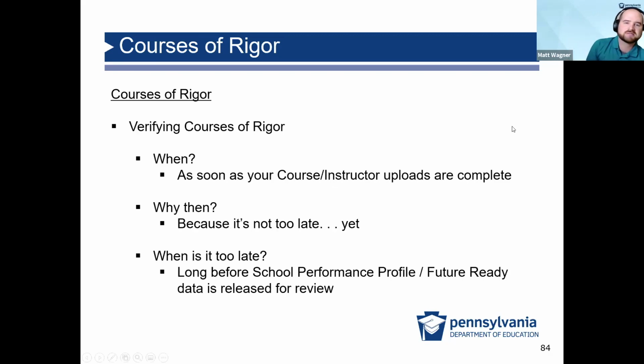For verifying courses of rigor, a good time to check it is right after you upload it and the upload is processed. It's not too late to do it then. You have the time to do it and the time to make sure it's right. If you wait until the Act 82 building level and the Future Ready pull their data, then it's too late to change. And then that's when you could lose out on information and credit for those courses you are reporting.